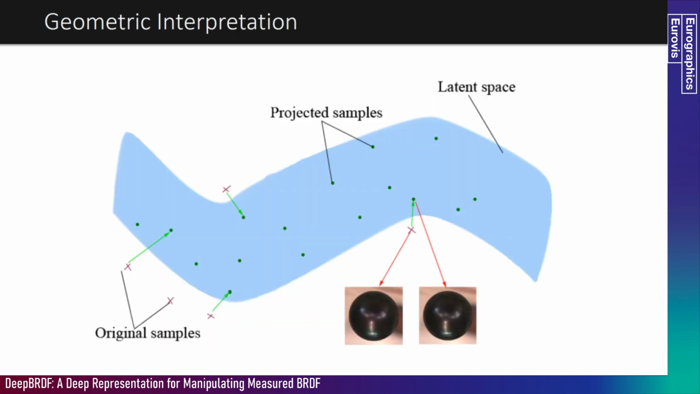Here is the geometric interpretation of deep BRDF. The proposed deep autoencoder tries to project the original BRDF data, the cross-scale, in the mirror dataset to the latent low-dimensional manifold, where these examples are concentrated. One can think of the low-dimensional latent vector, the dots here, as a representation of the original BRDF, which is well suited to capture the main variations in the data.